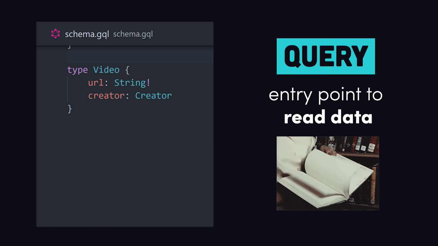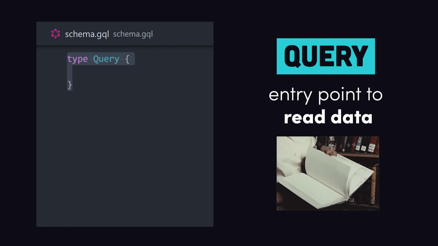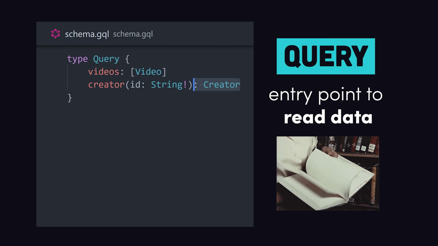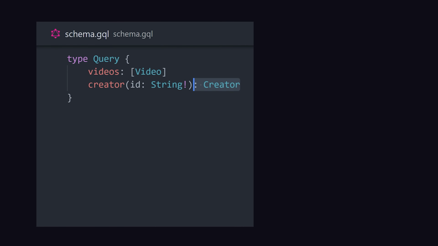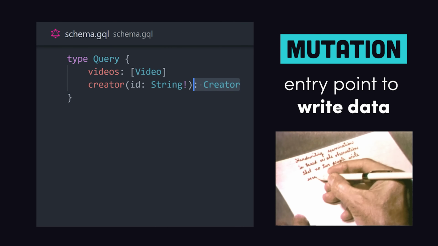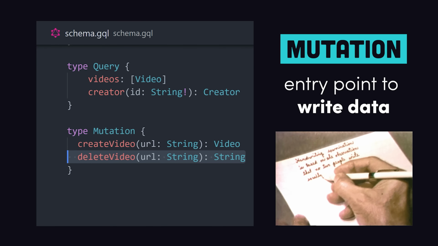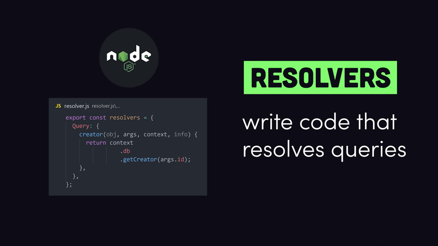Now, every GraphQL API has a query type, which is the main entry point for a consumer of the API. We can query a list of videos or an individual user based on their ID. That's how a consumer reads data, but they may also want to mutate data, in which case we implement a mutation type that defines how data can be modified on the API. From there, we can define code to resolve this data in any programming language.